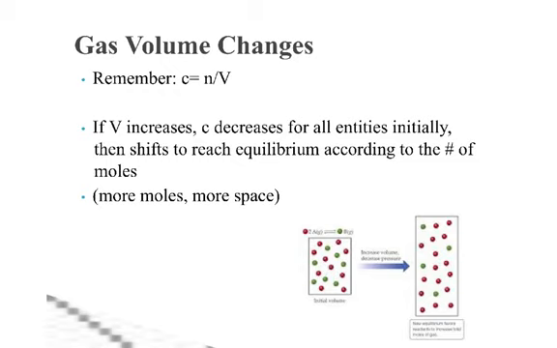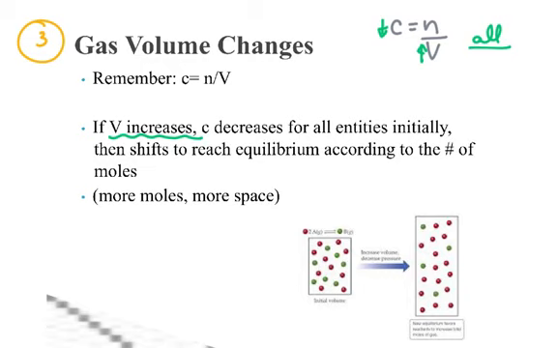All right, number 3 is gas volume changes. And the reason I have our equation here, C equals n over V, is because this is going to help me understand what's going on. So let's write it out like this, C equals n over V. The first example that we're going to look at is if V is increasing. So think about if I were to increase V, what happens to concentration? Remember, equilibrium is always talking about concentration. This means that the concentration is going to decrease. And this happens for everything initially because everything's in the same container. So that's the first thing that's going to happen.